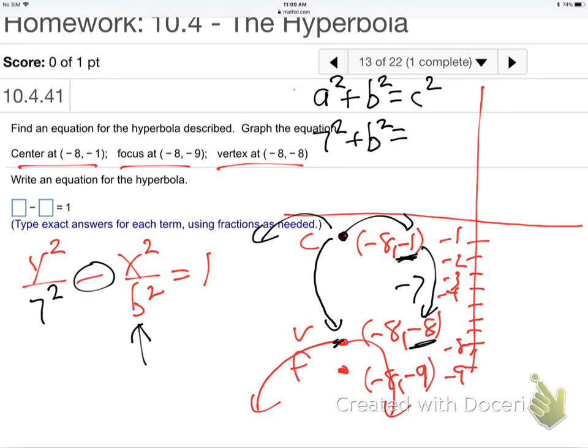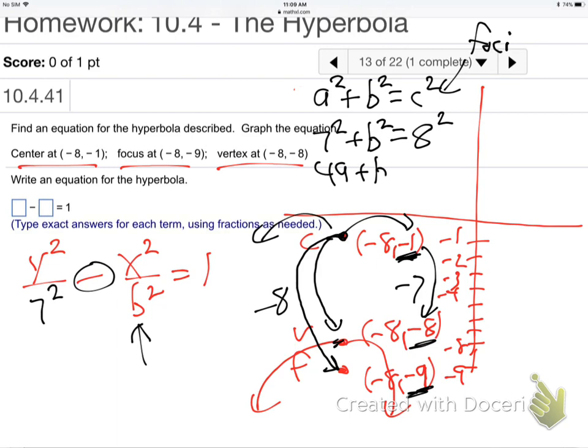Now, do I know C? C is always the focus. How far from the center to the focus point? How far from -1 to -9? It's 8, so this is 8 squared. Remember, C is always how far to the focus from the center. So that'd be 49 plus B squared is 64. Subtract 49, is that 15? So B squared is 15.